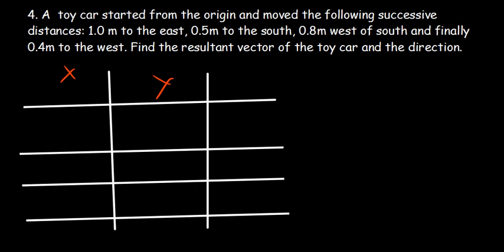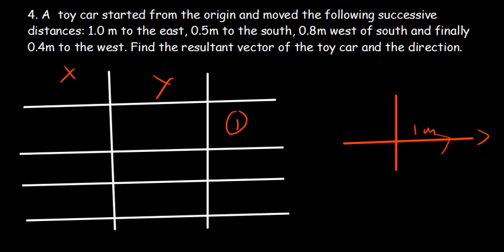Let's see what we have. So for our first vector, I'll indicate vector 1. We've been told 1 meter to the east. So draw your compass here. 1 meter to the east. So east is towards the positive x direction, right?